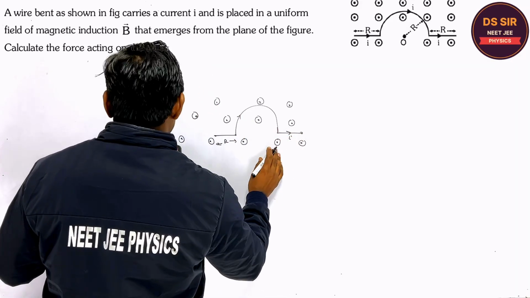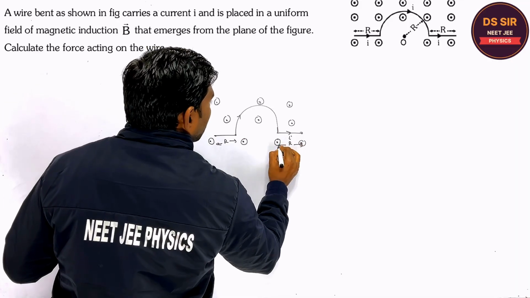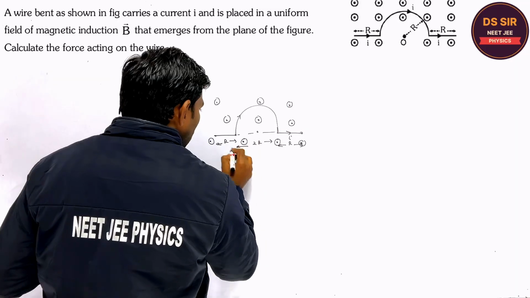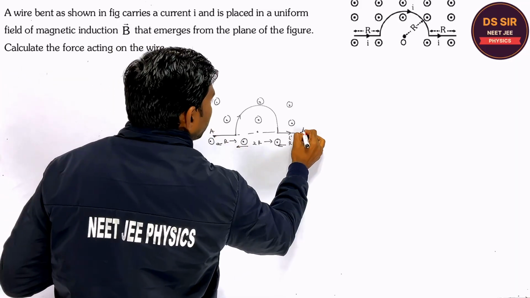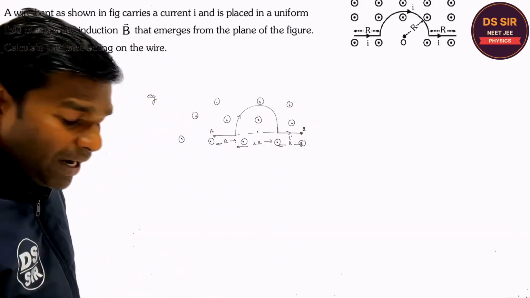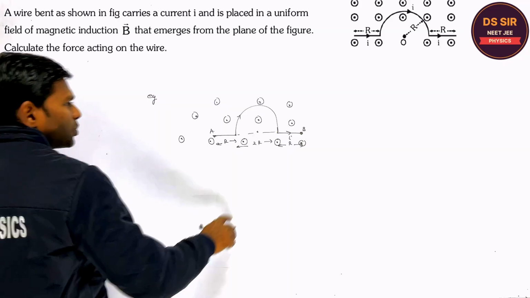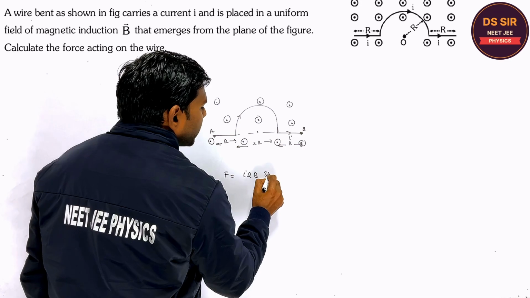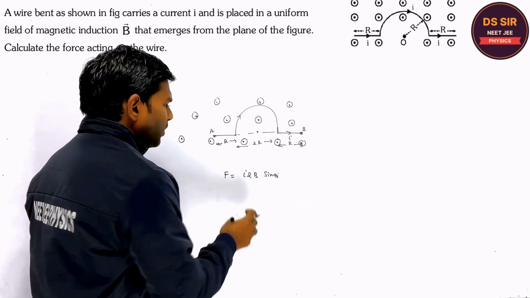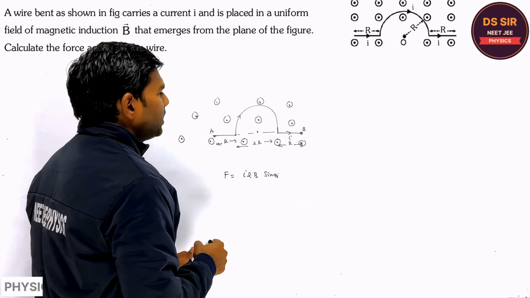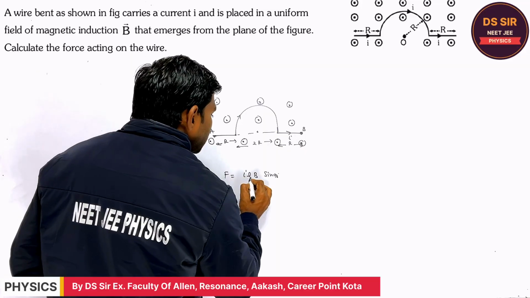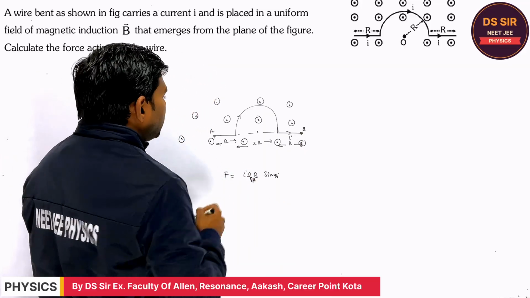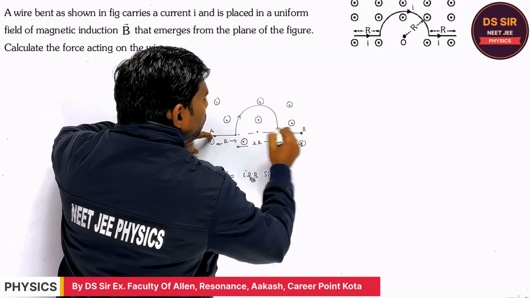Is it clear or not? Yes. This is the R, right? And this distance is 2R. So this is the initial point, and this is the final point B. To find the force, what do you have to do? ILB sin 90 over here, right? Sin 90 is 1, although you will remember the formula ILB. So this L is nothing but the effective length. What is the effective length, you tell? The line joining the initial to the final position.